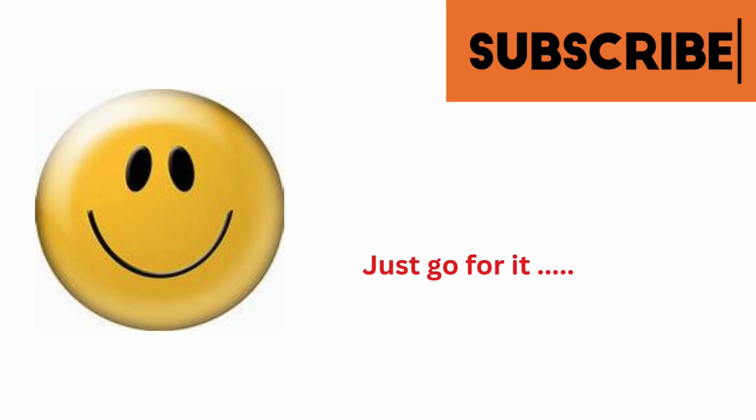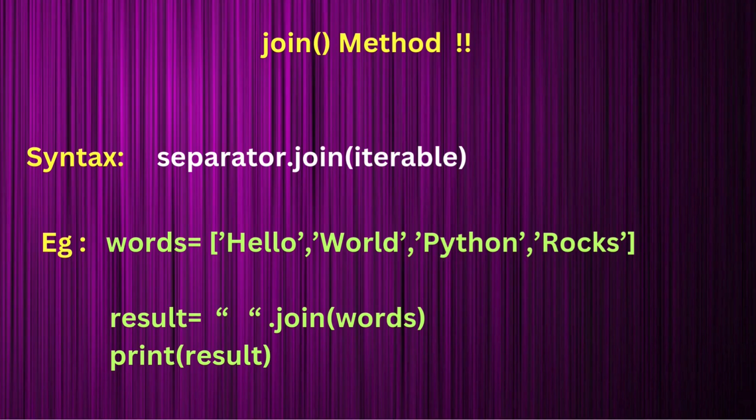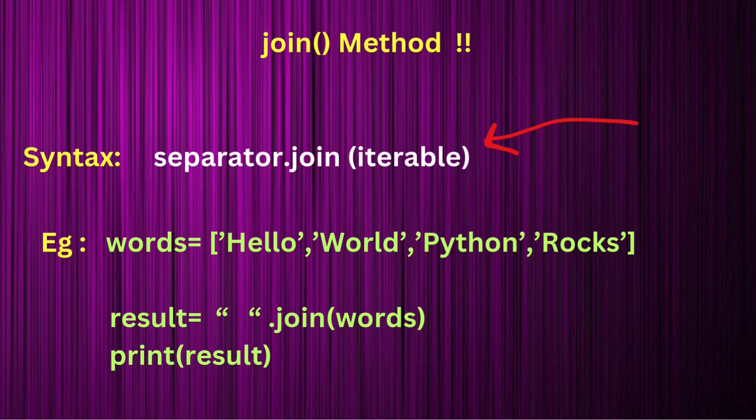So before getting into the assignment part, we'll see a small method, the join method. Of course, you will have to use this method in one of the questions that is coming up. The join method in Python is used to combine the elements of an iterable, like a list or tuple, into a single string with a specified separator. This is the syntax: we specify the separator by which we join the elements, then dot join of iterable, that is a list or tuple or any other iterable with string elements.